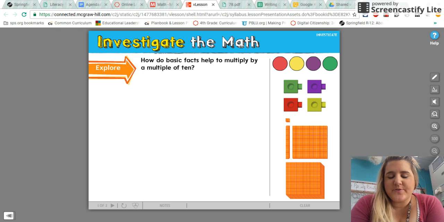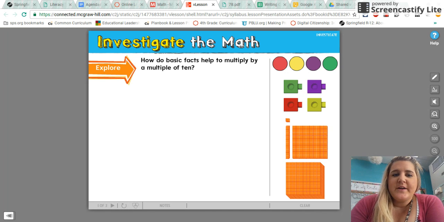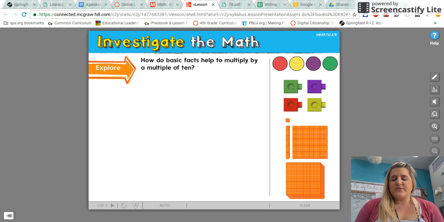Welcome to chapter 5. I am so excited to start this one because we're going to really get into those two-digit multiplications. This lesson is all about multiples of 10, and we've talked about that before. If you look on your screen, it says, how do basic facts help you multiply by a multiple of 10? How do you know something is a multiple of 10? Think about that for just a second. Usually you know because it's got a 0 at the end. So you can use basic facts to help you.